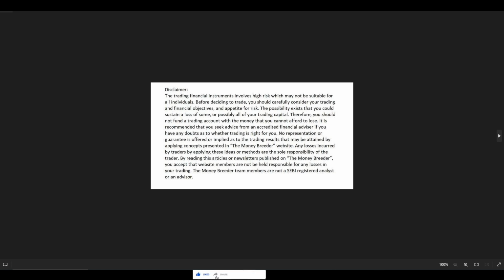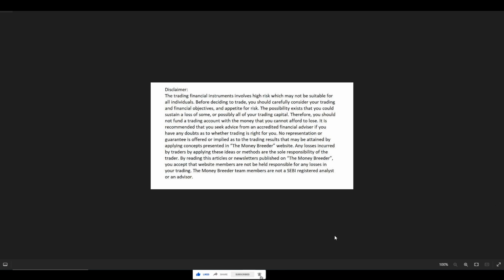Before going into the strategy details, this is the standard disclaimer. I am not a SEBI registered analyst or advisor. Please do your own research before attempting any trades, and also analyze the risk. Derivative markets have a lot more risk than reward, so you must understand the risk before attempting the strategies.